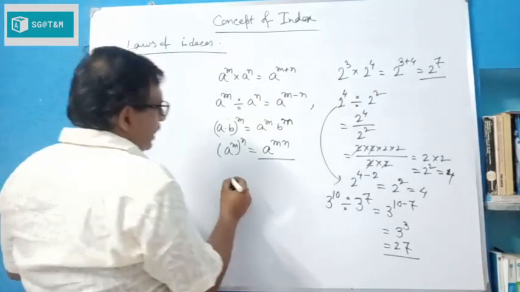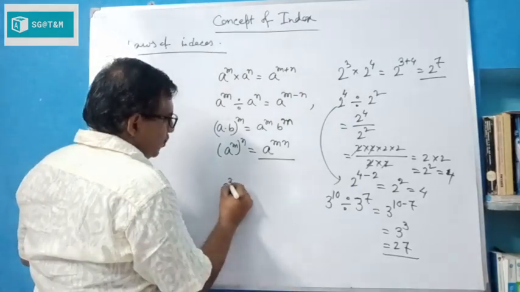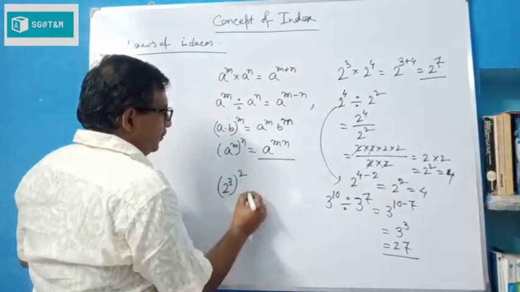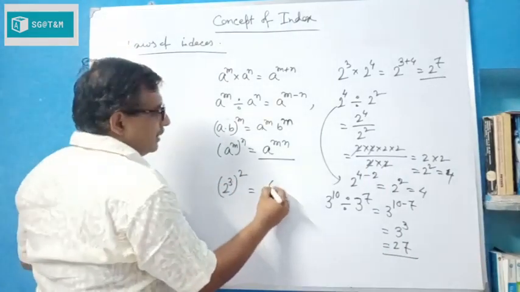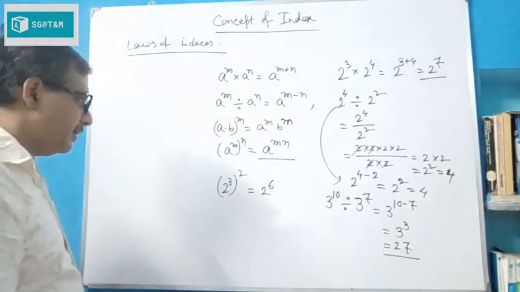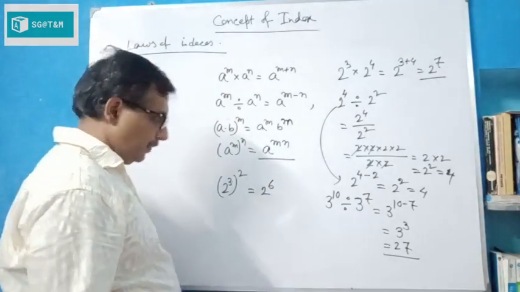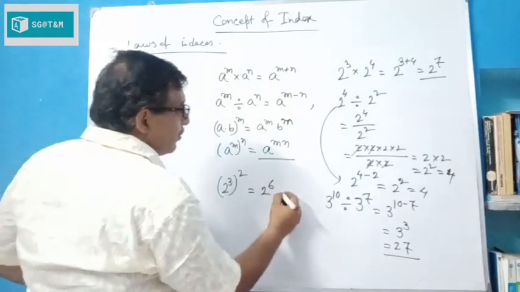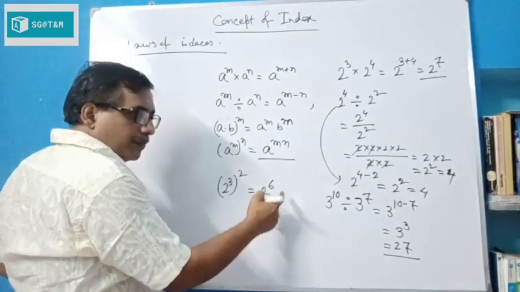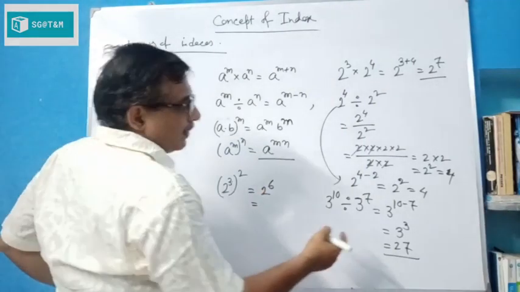That means if we take (2 cube) whole to the power 2, that means 2 to the power 3 into 2, that is 6. Check it. Is it true or false? 2 to the power 6 means how much? First find the value of this 2 to the power 6. 2 to the power 5 is 32.